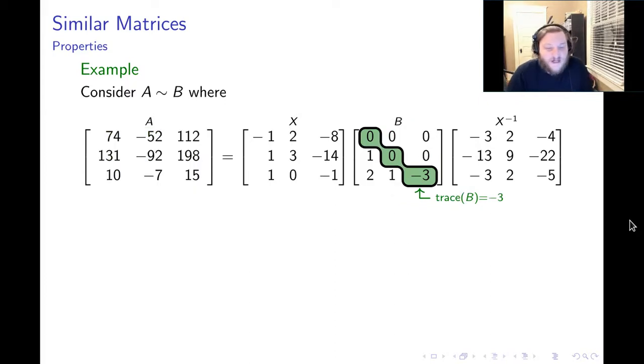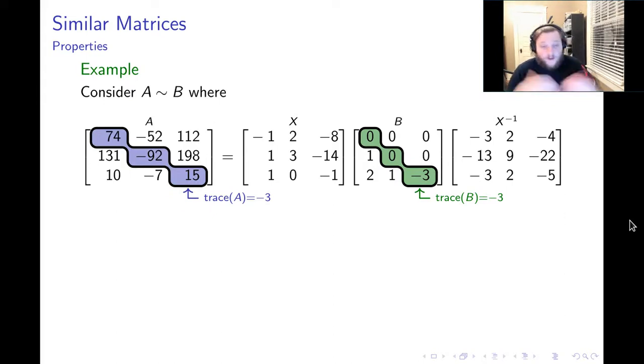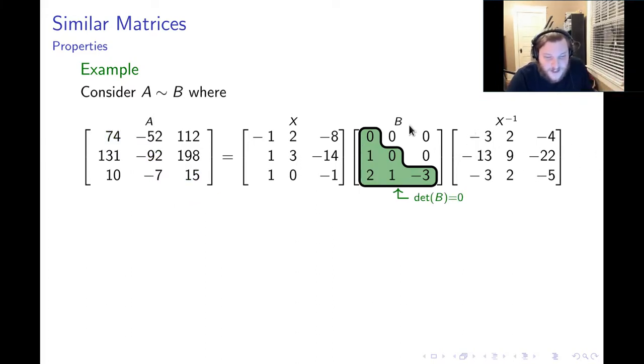We can also see in B that the trace is equal to -3. The trace here is 0 plus 0 plus -3, which is -3. And that has to be true for the matrix A. We could calculate this ourselves by taking 74 plus -92 plus 15 and noting that that equals -3. But that calculation was easier to do on B, and we know that we'll get the same result here because these are similar matrices.